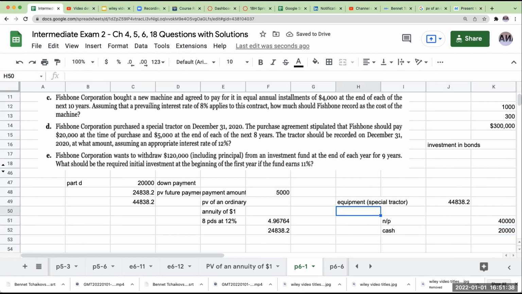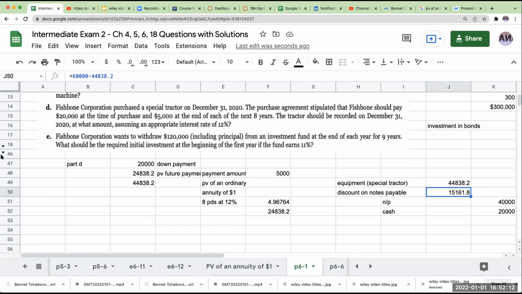And then my difference is going to be a discount on notes payable. Payable, there we go. So 60,000 minus 44,838.20, and I'm going to get a discount on notes payable of 15,161.80. So essentially, as I make those payments, I'm also going to be recognizing interest expense, and that will be against the discount.